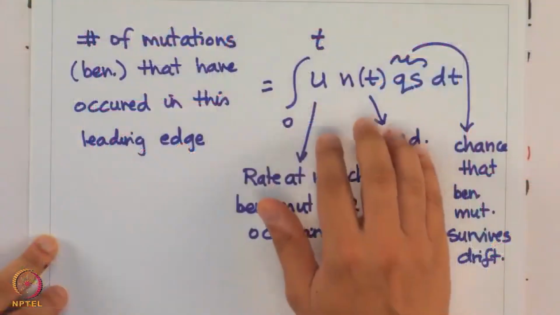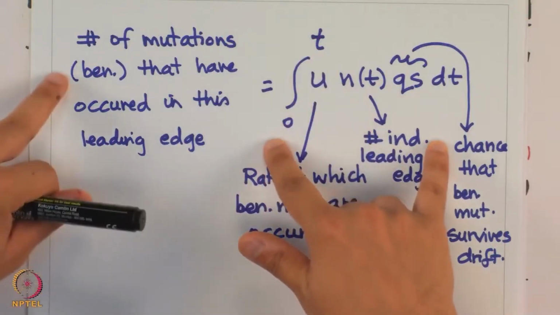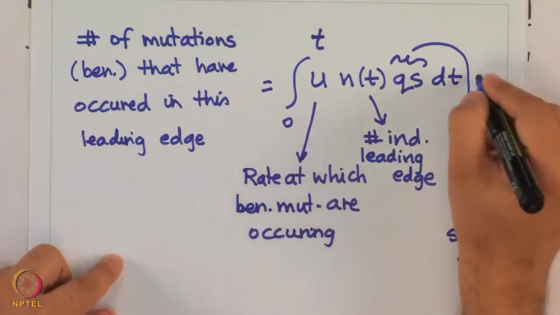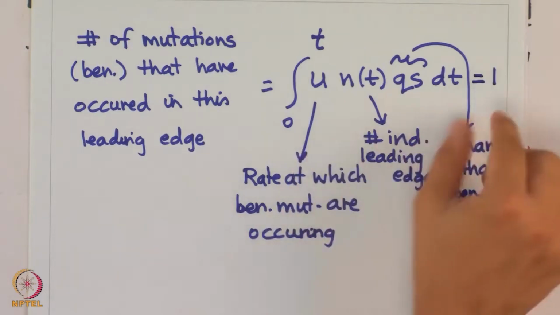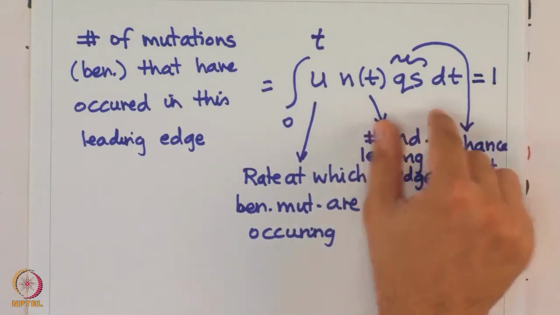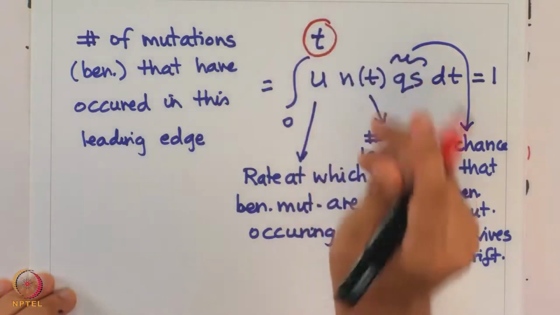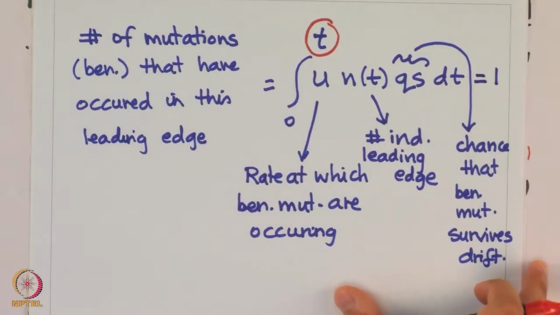In other words, what we are most interested in here is for what value of time the total number of beneficial mutations occurring in this leading edge equals 1. That's because this would mean that one beneficial mutation has occurred and gotten established. So, we are interested in the time that corresponds to this relationship, and that is what we are going to solve for, which gives me my tau.